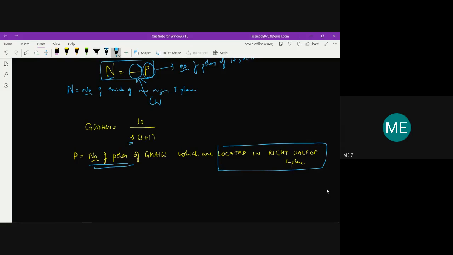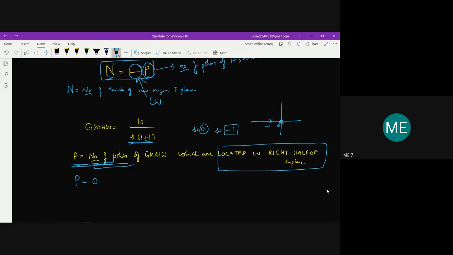Here s is equal to 0 and here s is equal to minus 1. So the poles at s equal to minus 1 and 0 lie on the left half of the s plane. If it were s minus 1, that is s equal to 1, it would lie on the right hand side. So based on this, how many poles are lying on the right hand side? We can say 0. There is no pole lying on the right hand side.